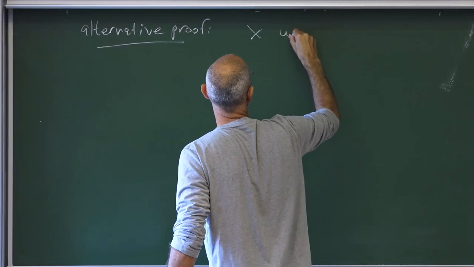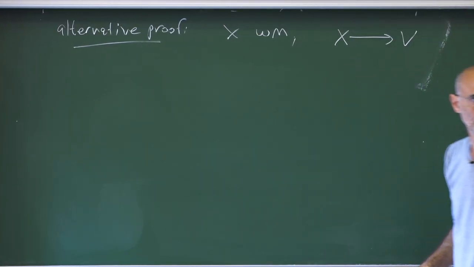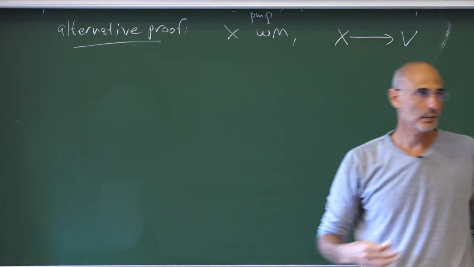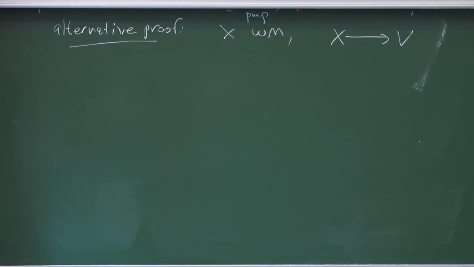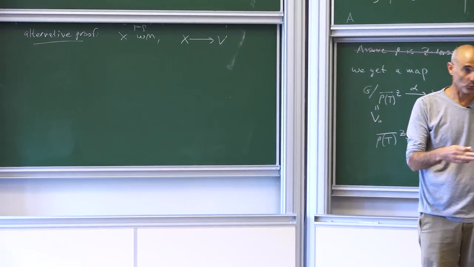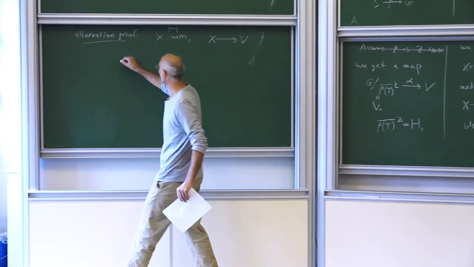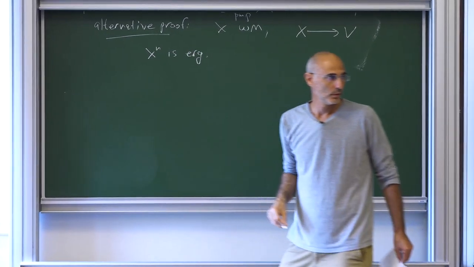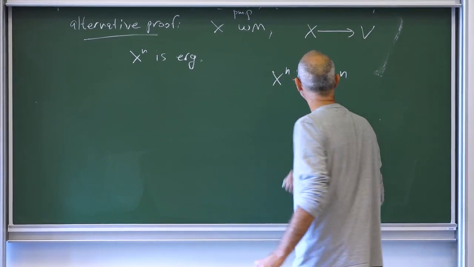So X is weakly mixing, and assume I have a map X to V. X is PMP. Remember that if X is PMP and weakly mixing, then X times Y is also ergodic. X times X is ergodic. But now I can take X times X as Y, so X times X times X is also ergodic. So X to the N is always ergodic. So I can look at the map from X to the N to V to the N.